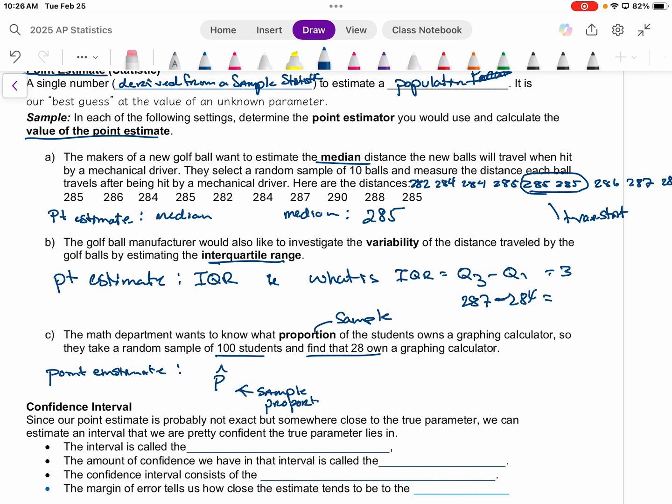Again, P typically stands for proportion in statistics. P with the hat on it is used when I'm doing a sample. If I just use a P, that indicates the population. So in this case, what is P hat? P hat is 28 over 100, which is 0.28. Remember, we list it as a decimal, as a proportion.